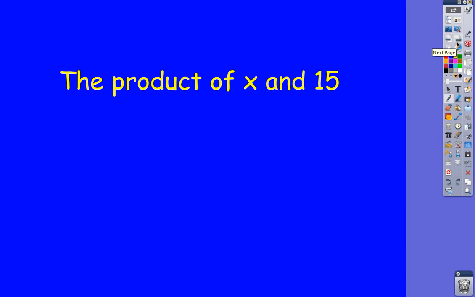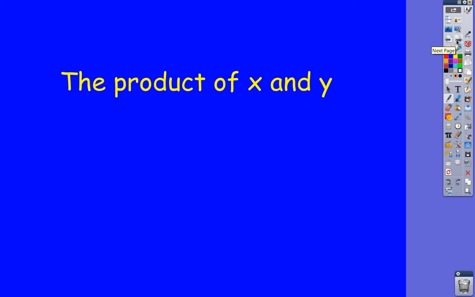Okay, so the product of x and 15. Remember I mentioned a little bit ago that when we're dealing with multiplication, the coefficient should come before the variable. So even though x times 15 would mean the same thing, the better way to write this would be 15x.